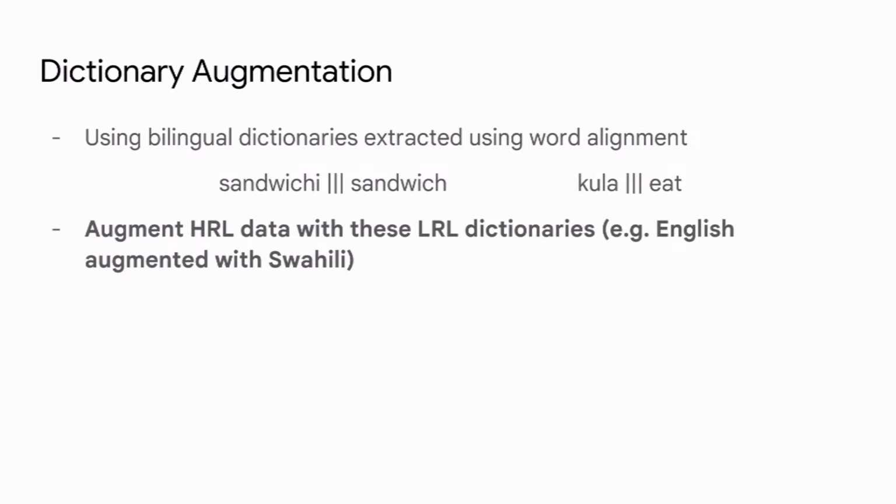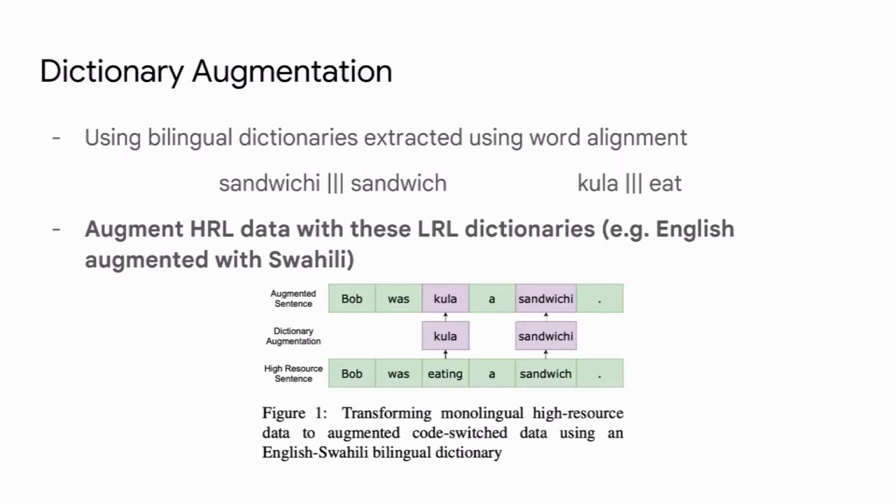And in this case, we mean dictionaries simply to be words that are aligned in one language and then aligned in the target language. So for example, we'd have this sentence like Bob was eating a sandwich. We'd use our dictionary to replace some words. And then we'd have this augmented high resource, low resource language data using our dictionaries that we would be able to use to pre-train our MART model.